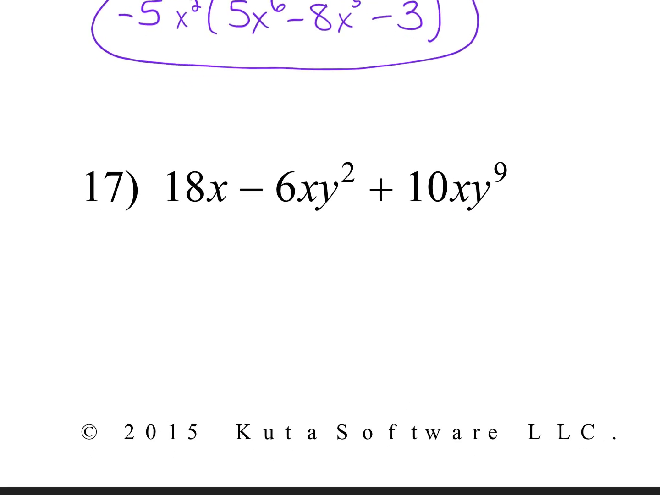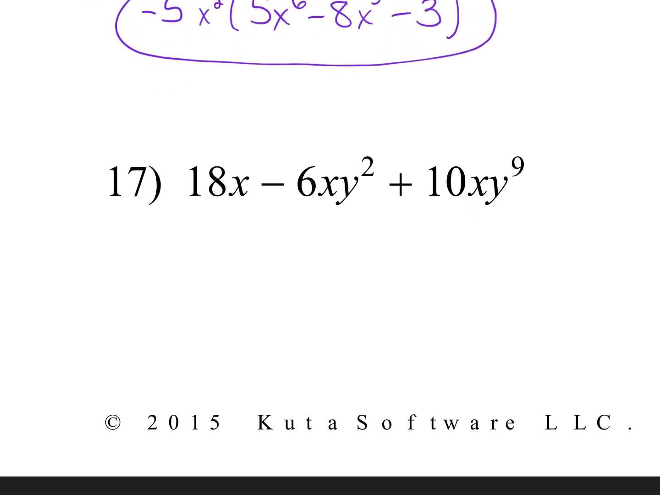All right, 17. What do you guys notice about 17? It's not standard. Okay, I understand why you say it's not in standard form, because you have y to the second and then y to the ninth. Whenever you have a combination of letters together, like x's and y's, they always put them in alphabetical order. So alphabetically, which comes first, x or y? X. So this is x to the first, x to the first, x to the first, correct? So technically this is in standard form.